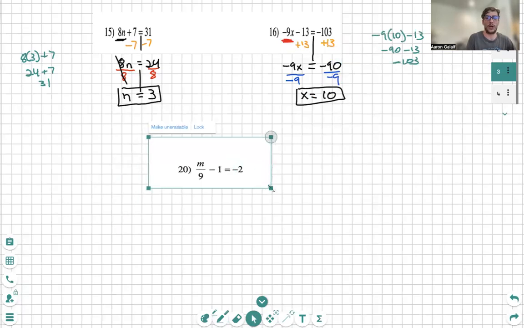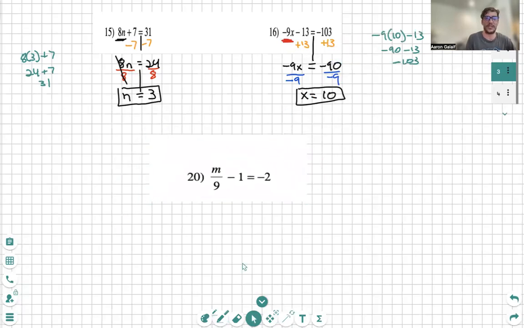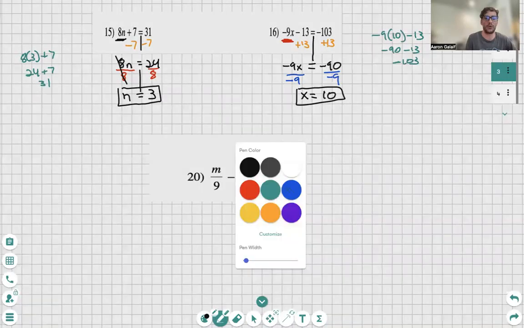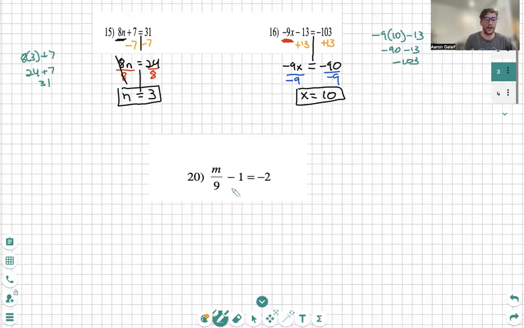Let's do one more, and we will be done. We see in this situation, we need to move our 1 over first. Why the 1? Well, again, I need this guy by itself first. Whatever the variable is attached to first, whether m, x, y, z, whatever the variable is, we're going to get that by itself, and then we'll take away that extra layer. So in this situation, we will add the 1 over.